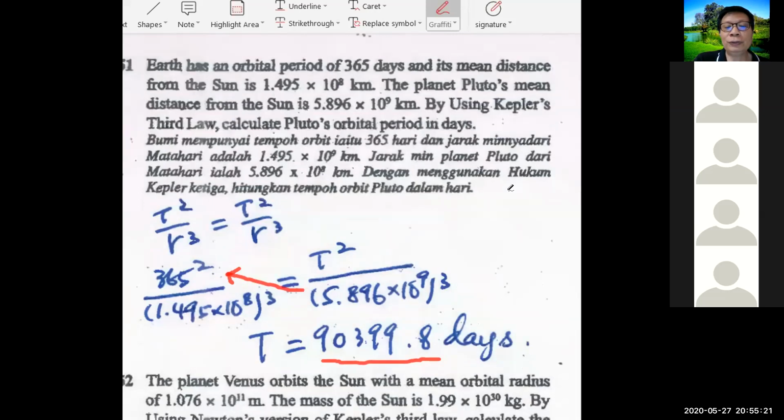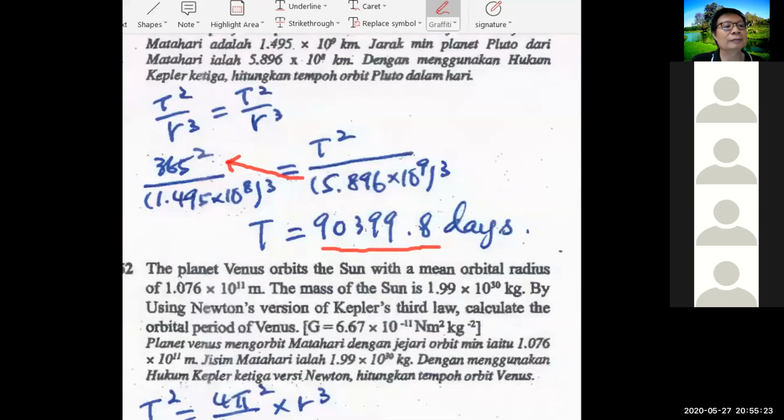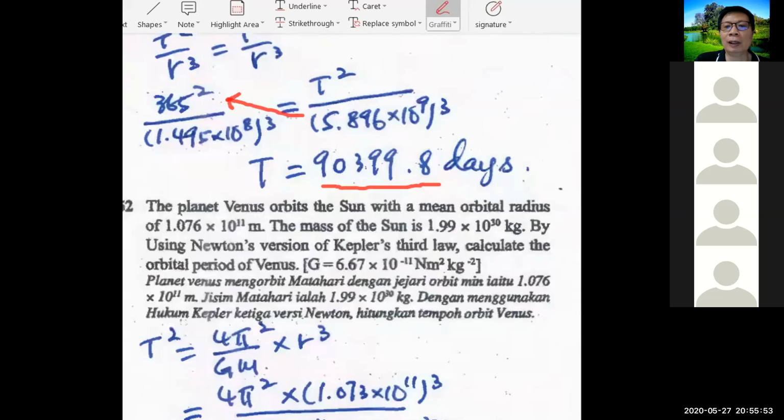Okay, question 52. Read the question. Planet Venus orbits the Sun with a mean orbital radius. This is R. The mass of the Sun, this is M. By using Newton's version of Kepler's third law, calculate the orbital period. Okay, to find the orbital period based on the mass, this is the formula. Use this formula to calculate.